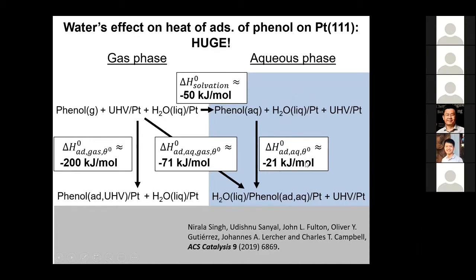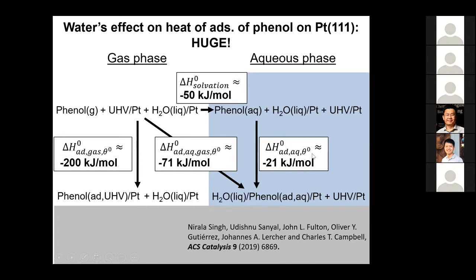And so these are now all enthalpies. It's around 200 kilojoules per mole downhill to adsorb phenol in the gas phase. Depending on the coverage, this drops down to 150. It's about 21 kilojoules per mole downhill in the aqueous phase. It's 71 to go from gas phase phenol to aqueous phase phenol. And that difference is just associated with this heat of solvation of phenol in water.